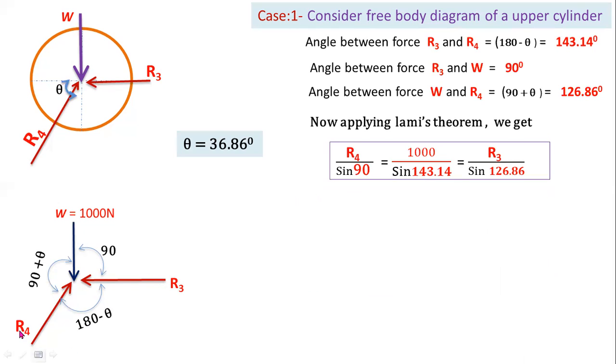So R4 divided by sine 90 degrees, 1000 divided by sine 180 minus theta, R3 divided by sine 90 plus theta. So here 180 minus theta equal to 143.14 degrees. Here theta equal to 36.86 degrees, and 90 plus theta equal to 126.86 degrees.